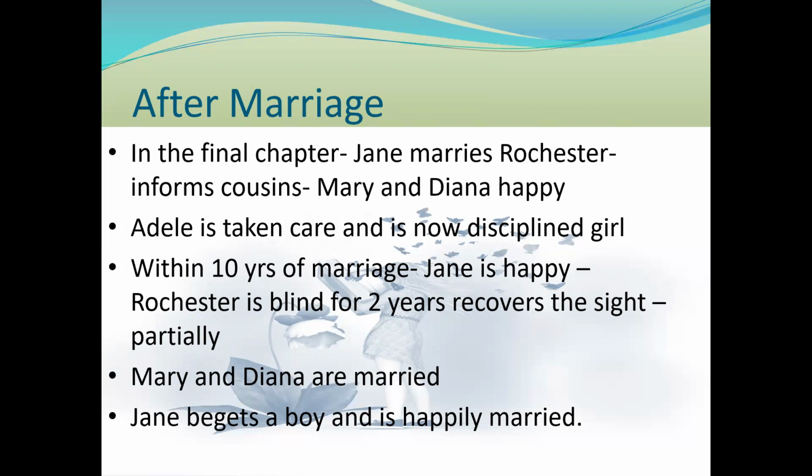Both Diana and Mary are also married. St. John Rivers stays in India. This novel, Jane Eyre, shows the growth of the protagonist, Jane. It is a coming of age novel. Jane works hard and establishes herself in society through education and lives a happy life after marriage.